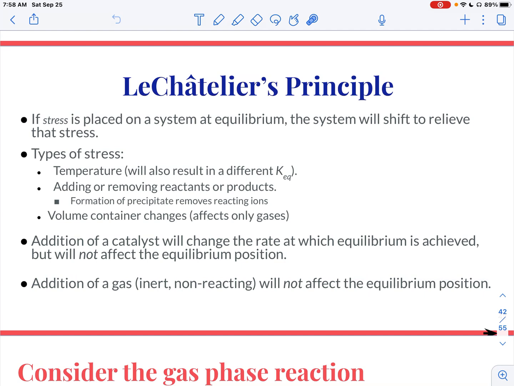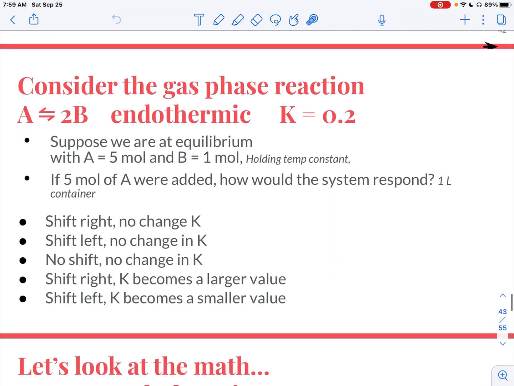Okay, so this goes into a couple of other things. If you add a catalyst, we've talked about this before, it will get to equilibrium faster, but the constant and the position don't change. And then also we're going to have some inert gases in these situations. Inert just means it doesn't react. So if that happens, it doesn't affect anything, not even the equilibrium position. So the best way to talk about this principle is through examples.